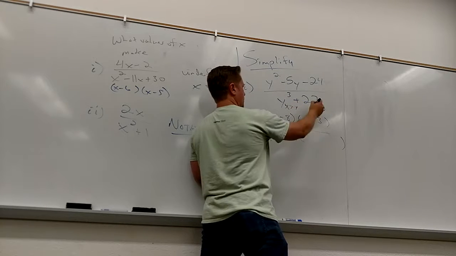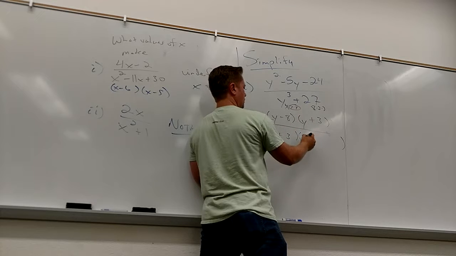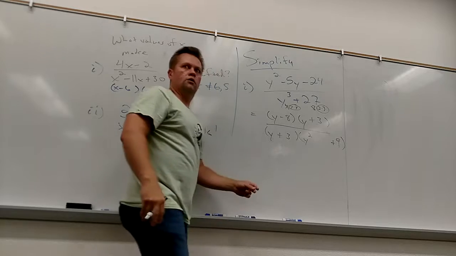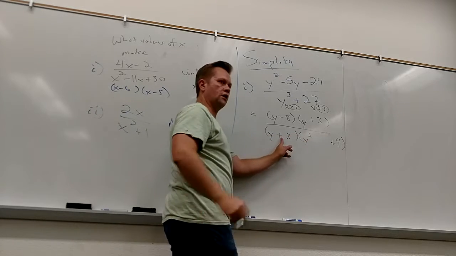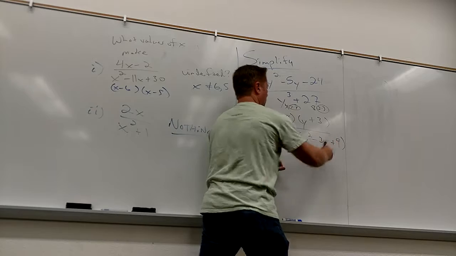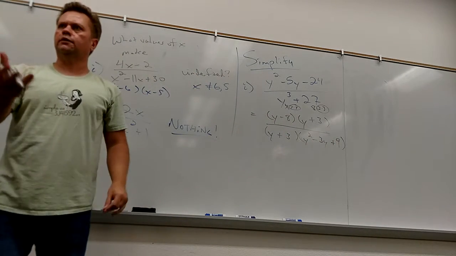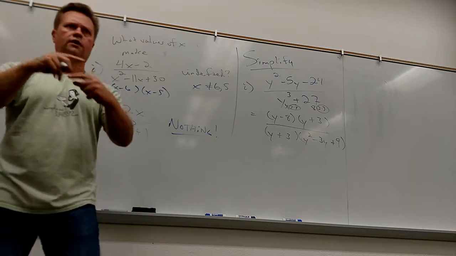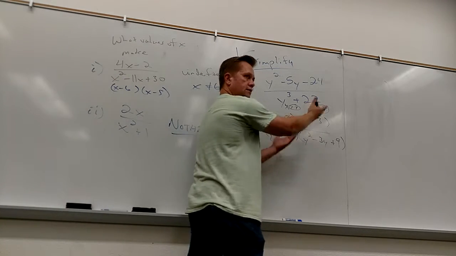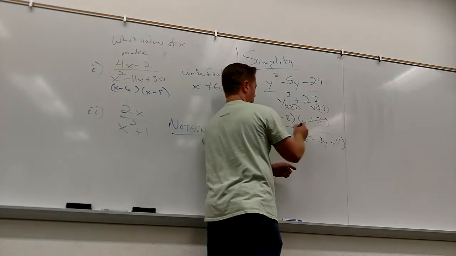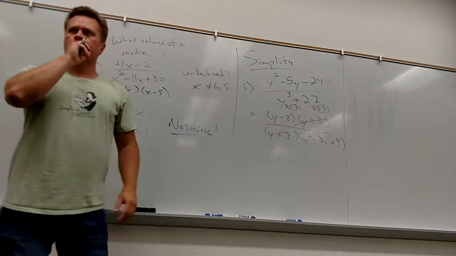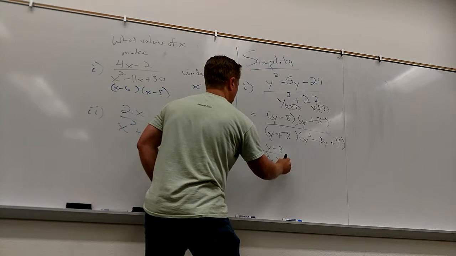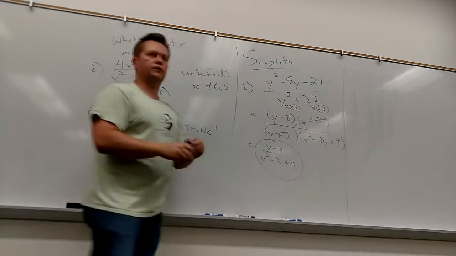Y plus 3, y squared, and at the end I put a 9. Good. Minus, so it can do its job. 3y, negative 3. Bam! And now I can see, does something cancel between the top and the bottom? The y plus 3. Whatever number this is, it's the same on the top and the bottom, so that can just go away. So I get y minus 8 over y squared minus 3y plus 9.